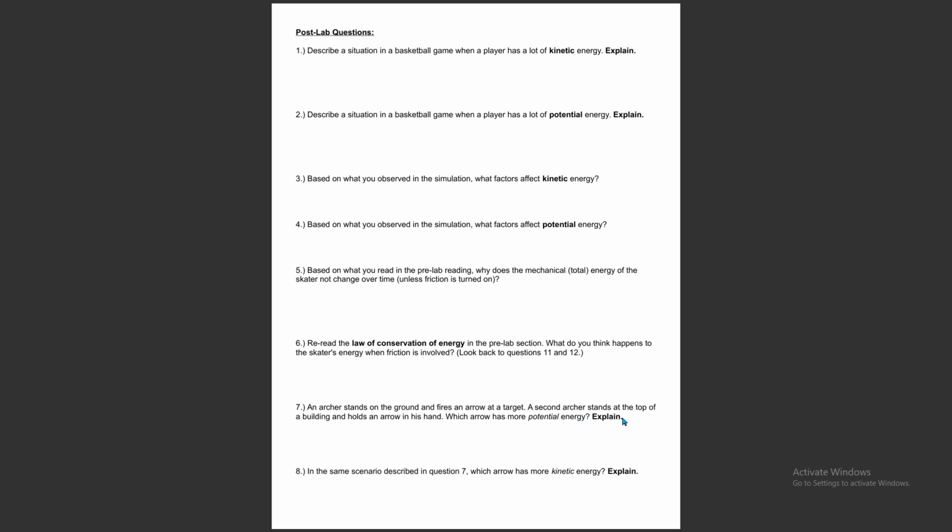As long as you're explaining this one, it's not a very great question, but as long as you're explaining your thinking, I think that's more important. Number 8, in the same scenario described in question 7, which arrow has more kinetic energy?